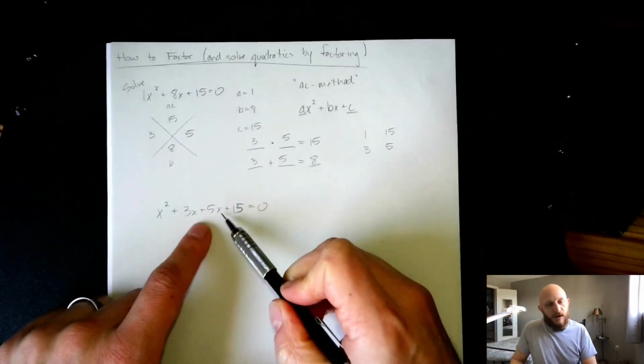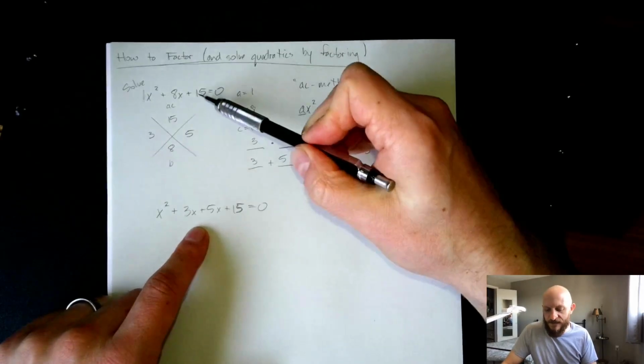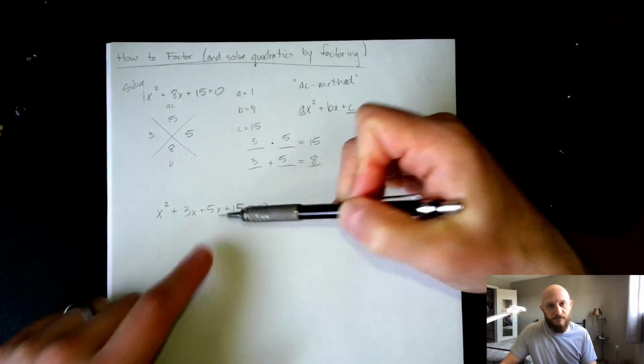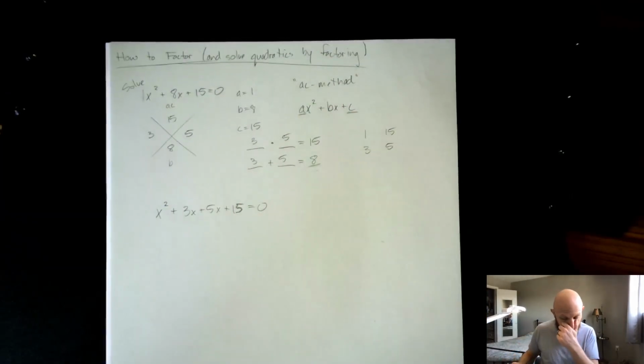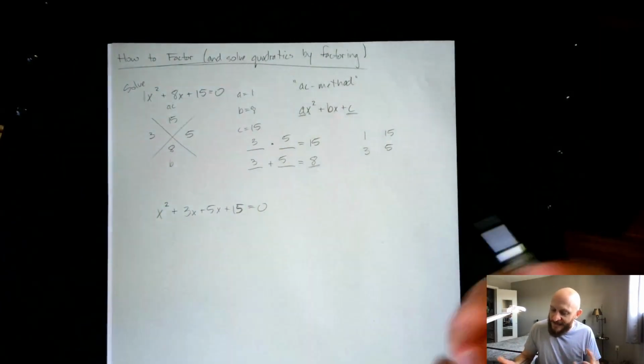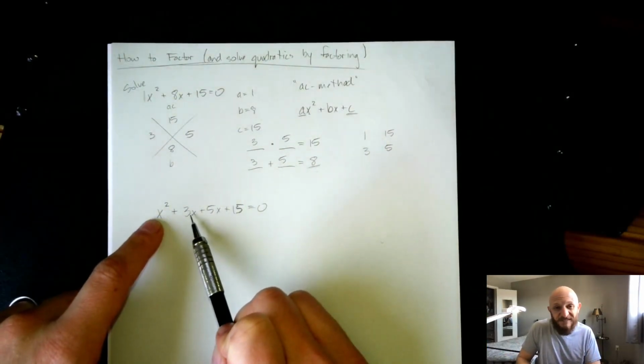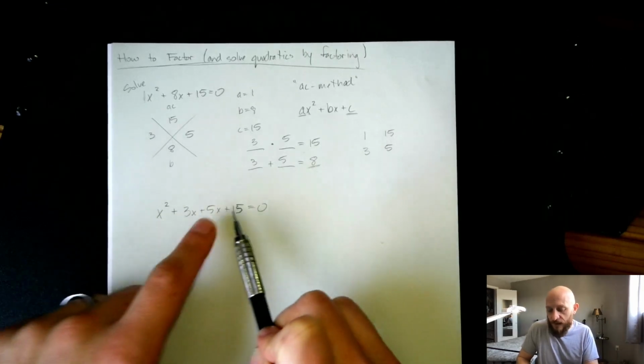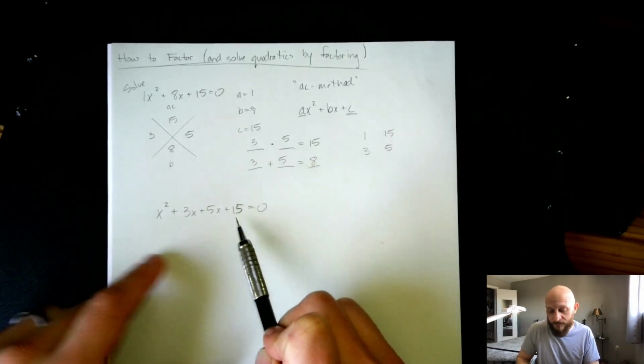So I haven't changed my quadratic at all. It's the exact same thing. I've just rewritten this middle term, I've kind of split it up into two different pieces. Now that I've done this, kind of like expanded this out, what I'll do is I'm going to factor the first pair of terms. I'm going to factor the second pair of terms.